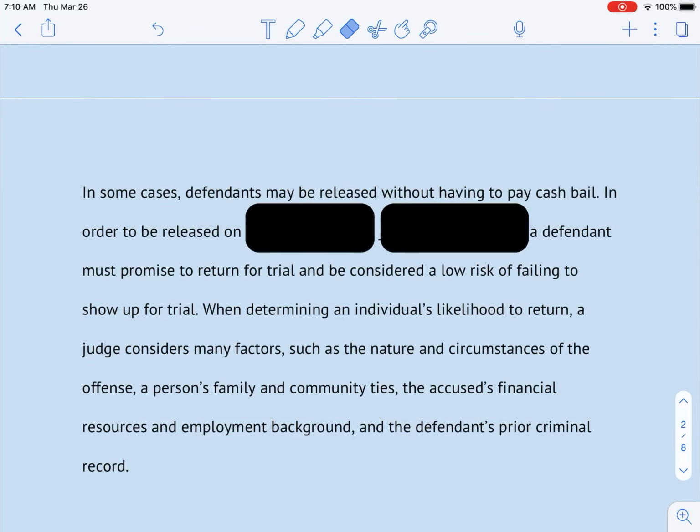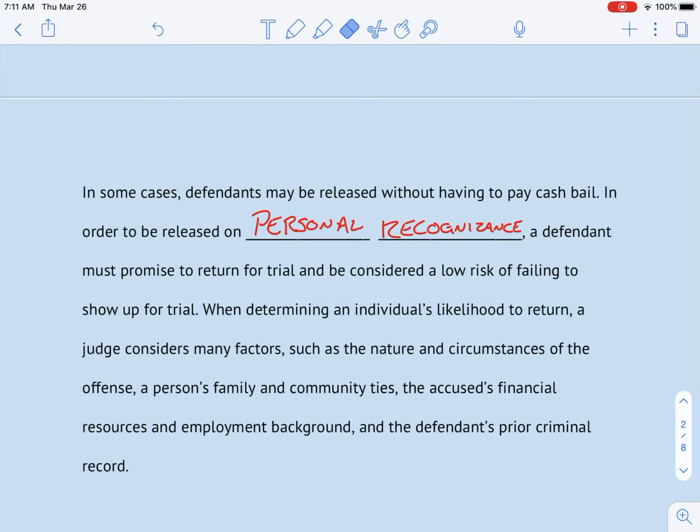In some cases, defendants may be released without having to pay cash bail. That is known as personal recognizance. You need to promise that you will return for trial, and this is usually for people who are considered to be a low risk of failing to show up for trial. Also, people who don't commit violent crimes. Typically, if you're going to commit a violent crime, you would not be eligible for personal recognizance.